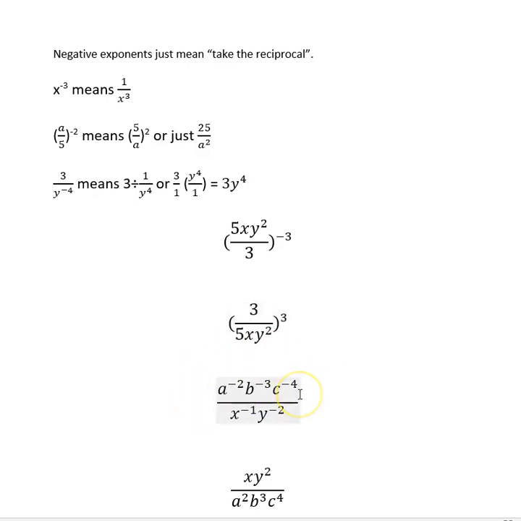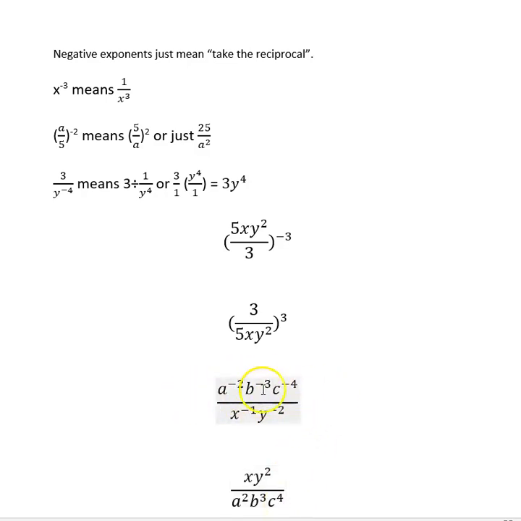Now here's a fraction with lots of negative exponents. An easy way to deal with this is to basically move a value that has a negative exponent to the denominator if it starts out in the numerator, and move it into the numerator if it has a negative exponent in the denominator. So a to the negative 2 power, the a squared goes to the denominator, b to the negative third power goes to the denominator as b cubed, c to the negative fourth power goes to the denominator as c to the fourth.